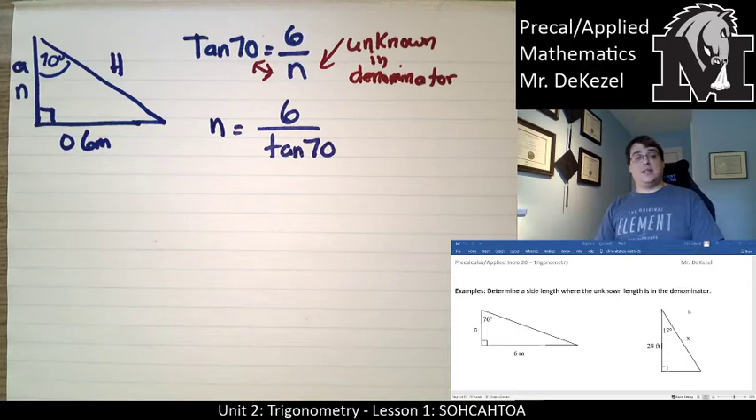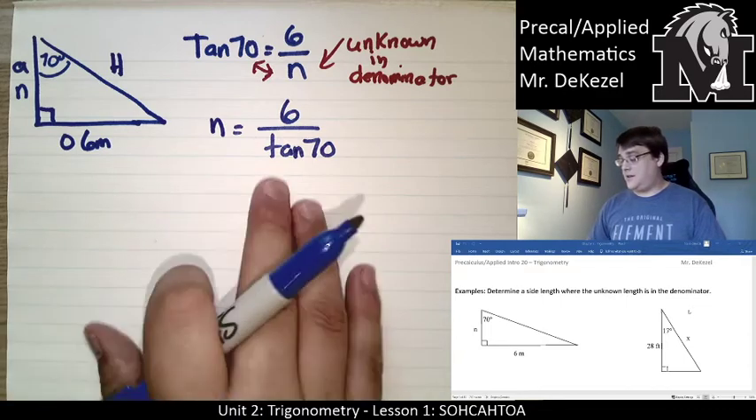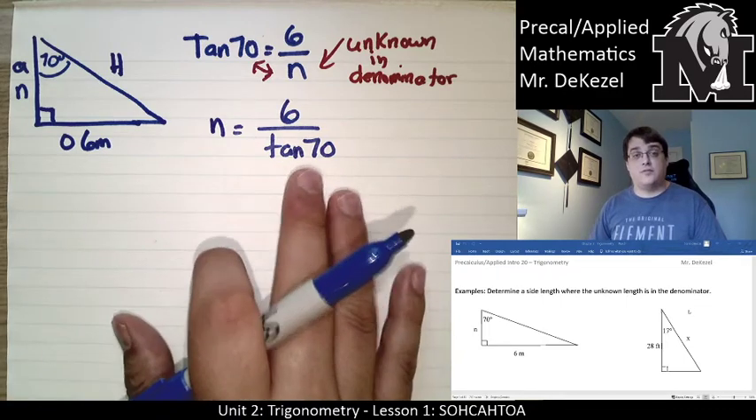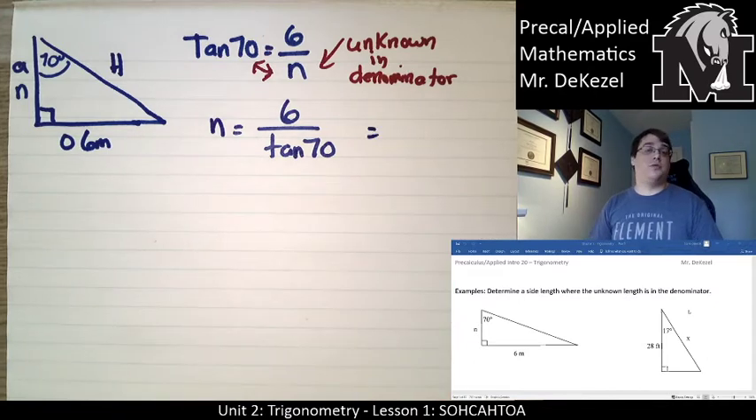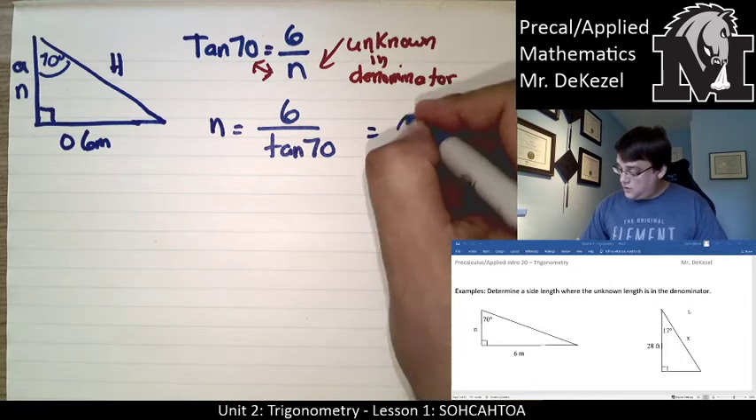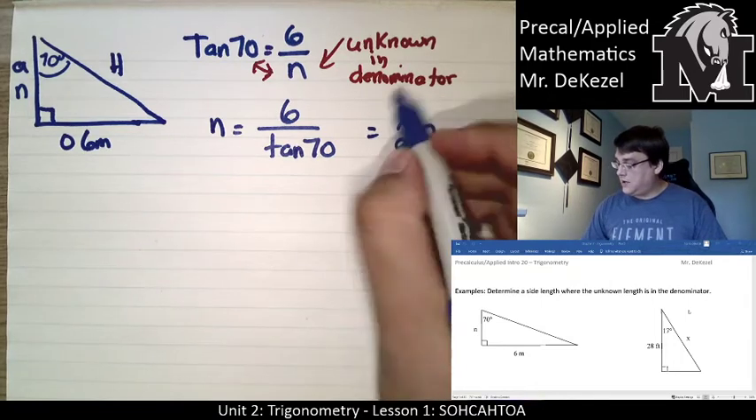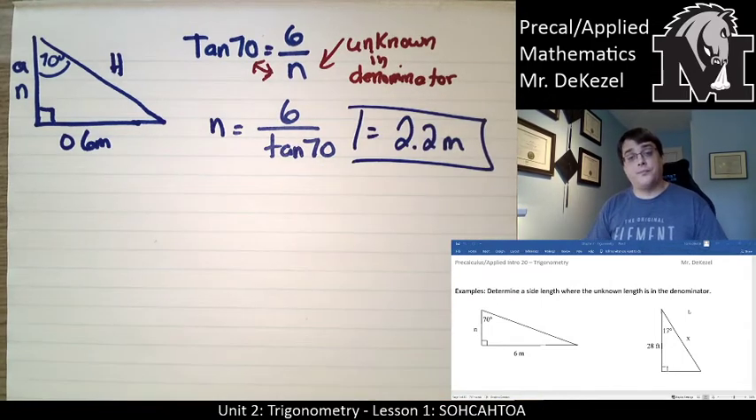So it's really easy. When the denominator is the unknown, you just flip it, so that the tan or the ratio is underneath. We can then just do that in our calculator, 6 divided by tan of 70, which ends up being 2.2 meters. We can do the same thing for this next triangle.